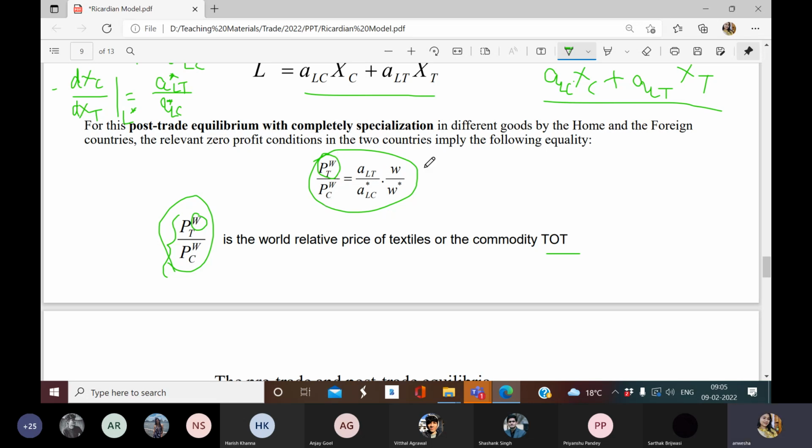So PTW by PCW is equal to ALTW by ALC star W star. This is the world relative price of textile, or the world terms of trade, in terms of the home country's export good, the price of export in terms of the price of import. So this is from the point of view of the home country.